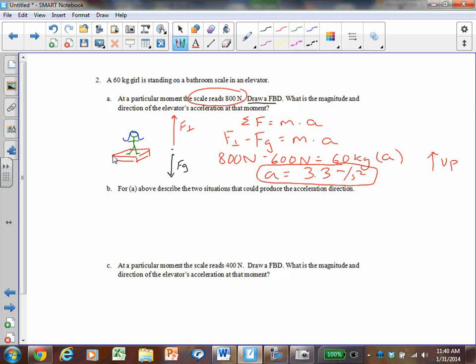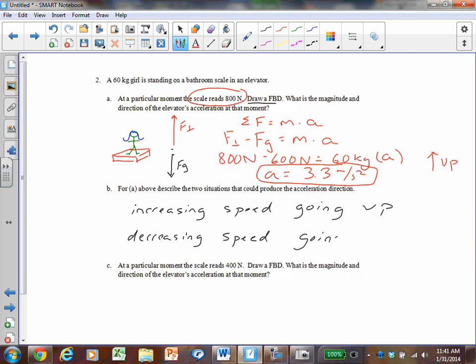Well, you could be increasing your speed going up, or what's the other one? Decreasing speed going down. Both of those will produce an upward acceleration.